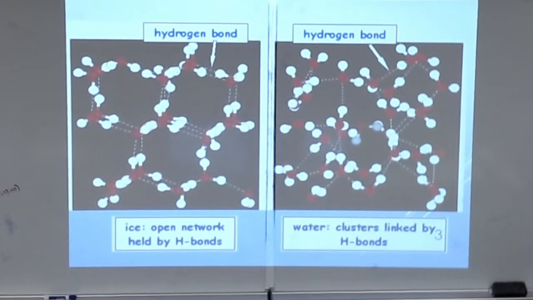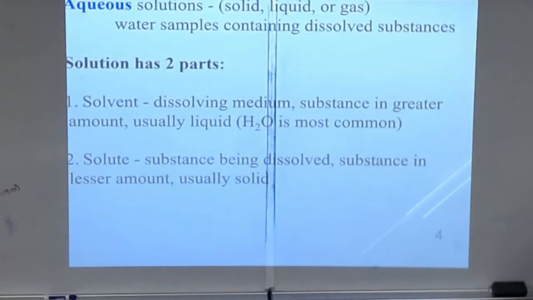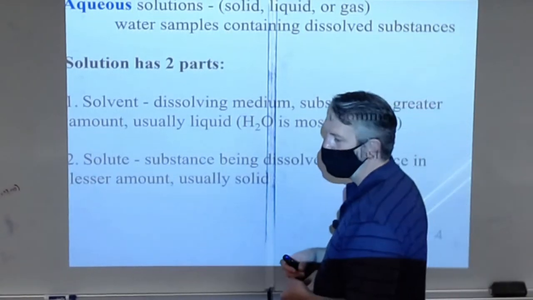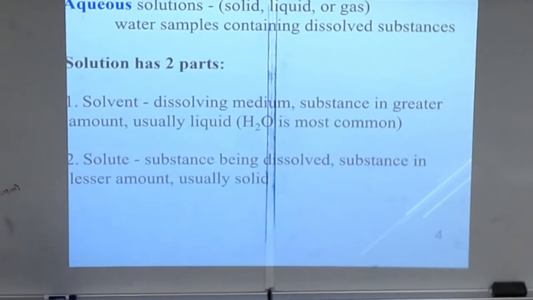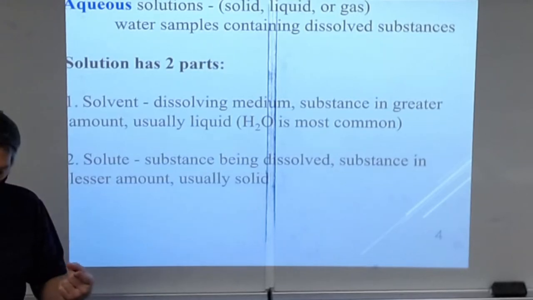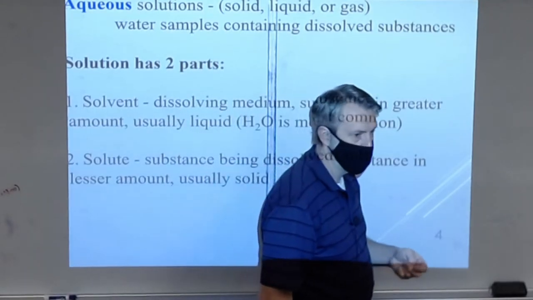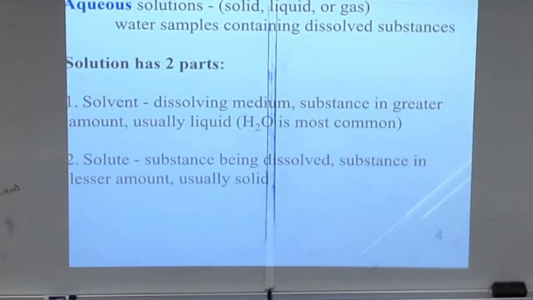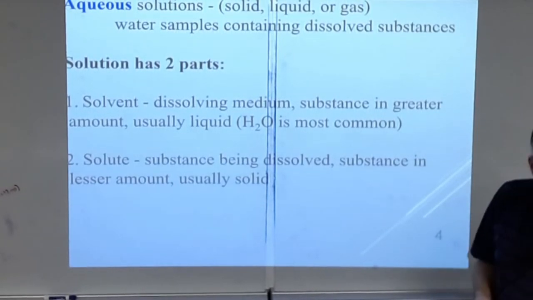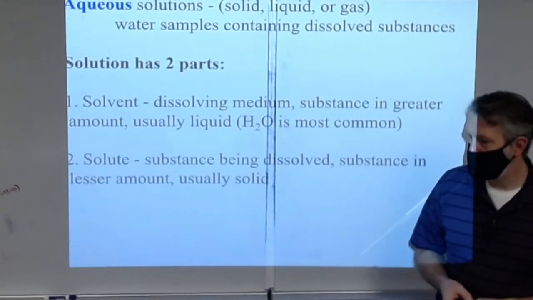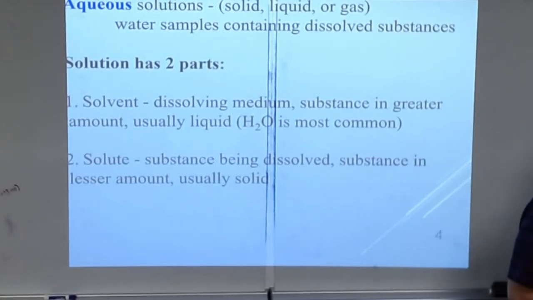Good? All right. Unfortunately, there is math in this unit. There's also a lot of vocabulary that can be confusing. So, aqueous solutions have two parts. The solution is made up of the solvent and the solute. The solvent is the dissolving medium. It's the one that's in greater amount. Typically, we're talking about water.